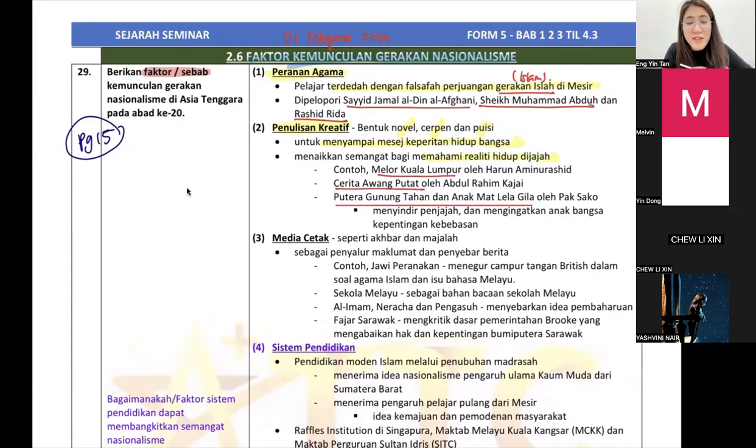Be careful. Sometimes they ask you to give contoh. So guys, think like this: agama, they go and study, exposed to the agama event. They write books, more and more people read and they understand. Other than just reading the books, some people start to read newspaper. You see, how to attract the citizen to involve in this nationalism activity?